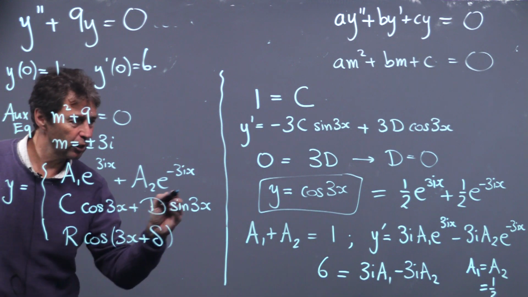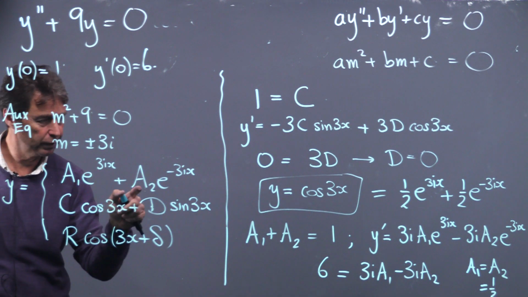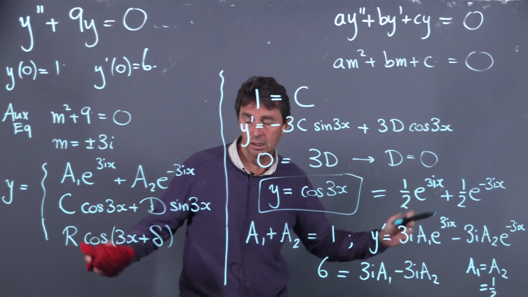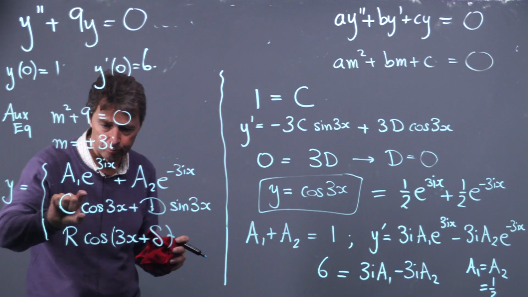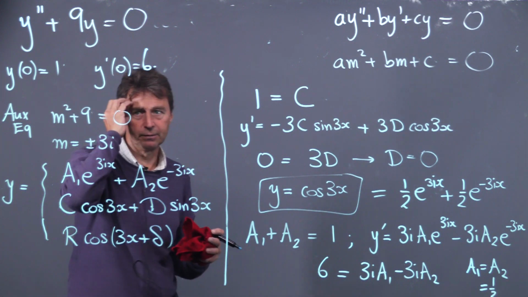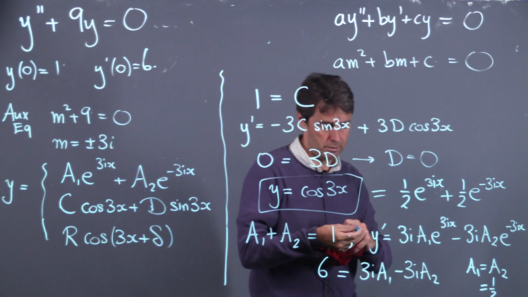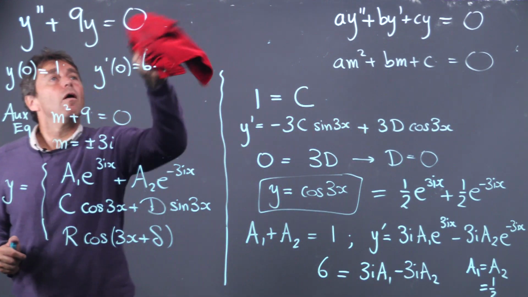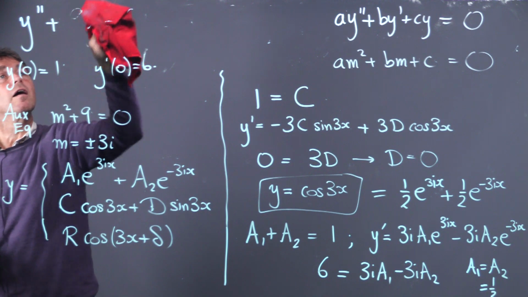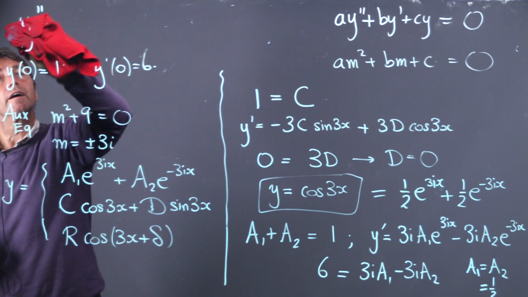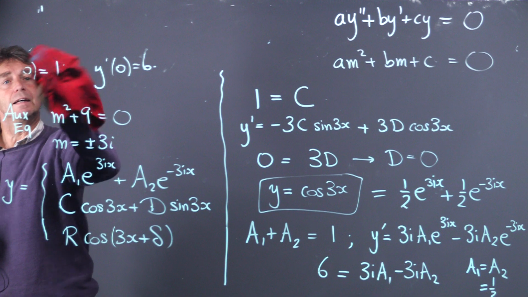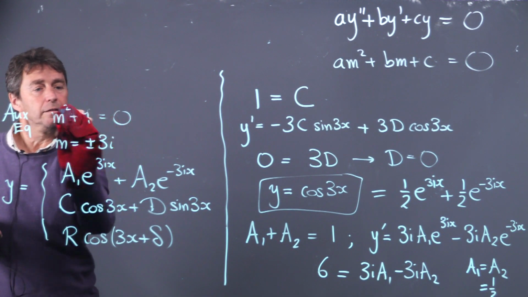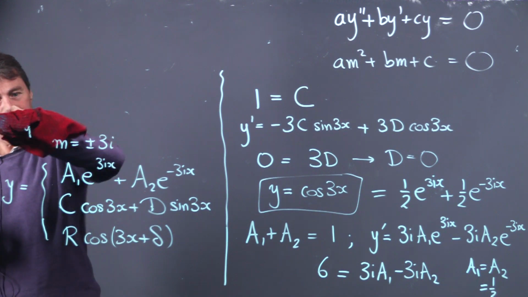If you want to stick with this version, though, you'll end up with complex numbers there and have to do complex arithmetic. It's your choice. Personally, I think it's simpler to use this version. Okay, so that is an example of a second order linear constant coefficient homogeneous problem.